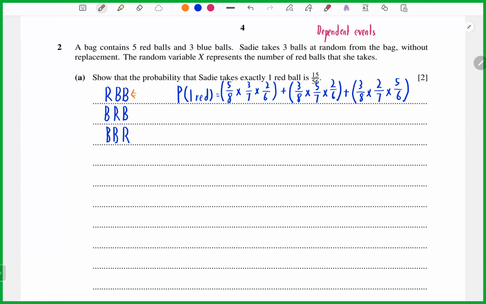What you can see now is the numbers are the same. So you can write 5 over 8 multiplied by 3 over 7 multiplied by 2 over 6, multiplied by 3 times. So you will get your answer here.